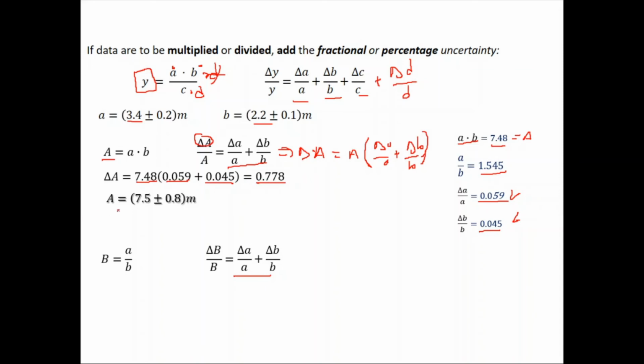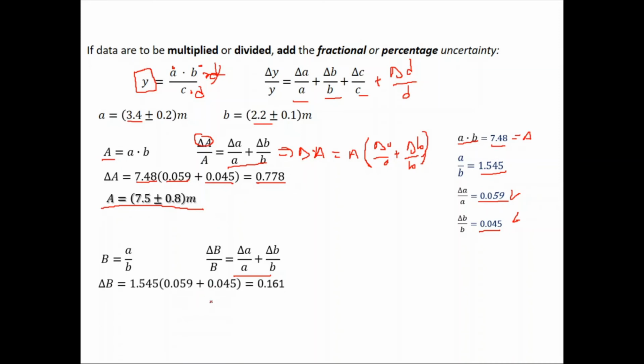And we are going to express our result for area. Here our values are two significant figures, so I'm going to round this area. Area is equal to 7.48. If we round it, it is going to be 7.5 plus minus. Similarly, here we have two significant figures for the uncertainty, and the amount of uncertainty in area was 0.778. If we round it, it's going to be 0.8.